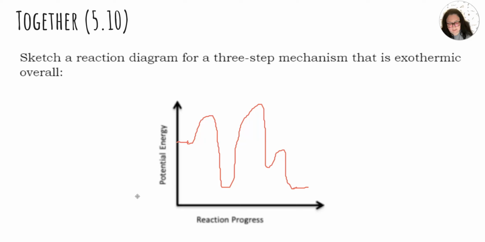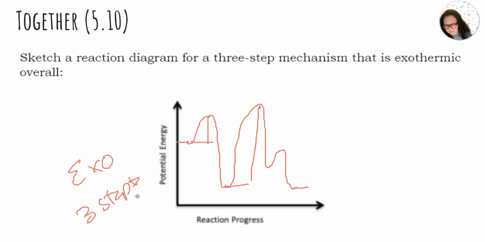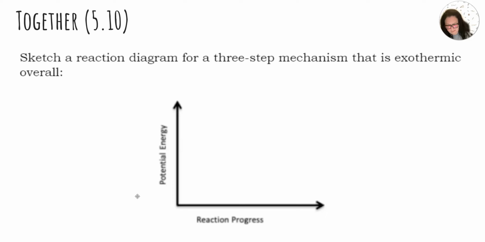Let's take a look at what I did here. This is exo, it's 3 steps. Hopefully you see that step number 2 is my slow step and my rate determining step, because there's this distance and that distance. And this is the biggest activation energy. And they didn't ask us for anything else. That was it. That's all I had to do. Easy peasy.